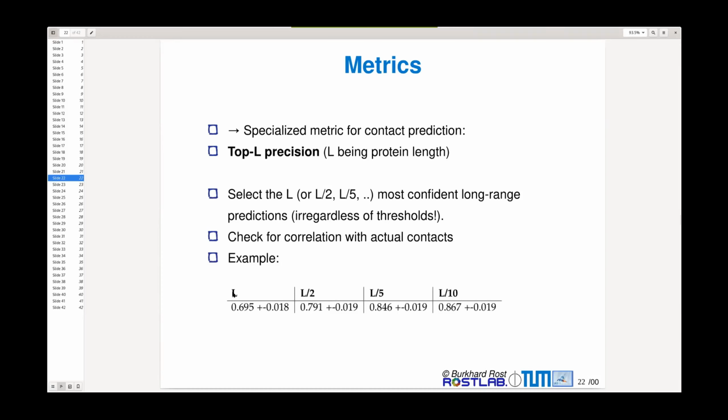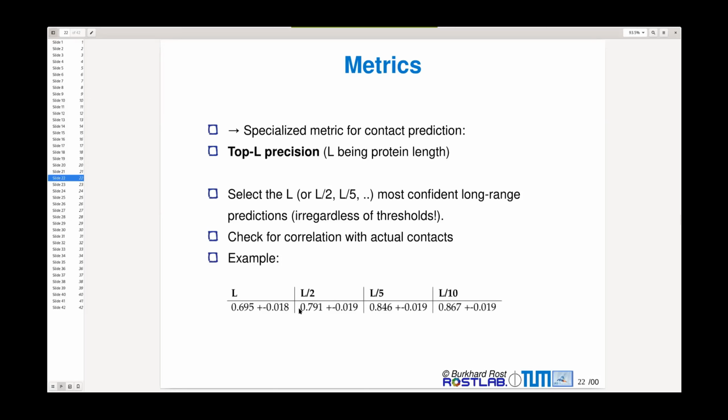And then you can do this for either the top Ls, in this case the top 100, or top 50, or top 20, or just the top 10 most boldly predicted contacts. And then you check, are those actual contacts? So you compute the precision based on those.